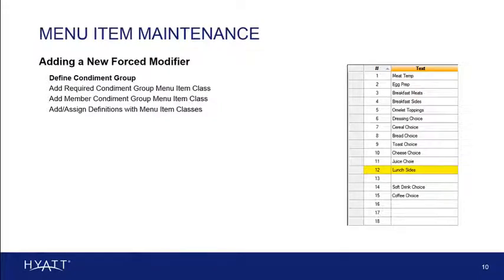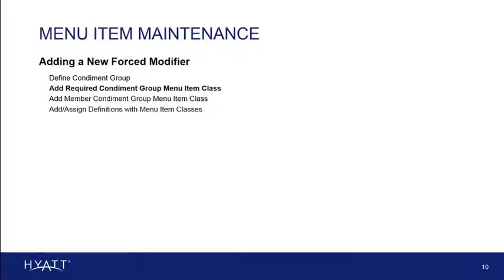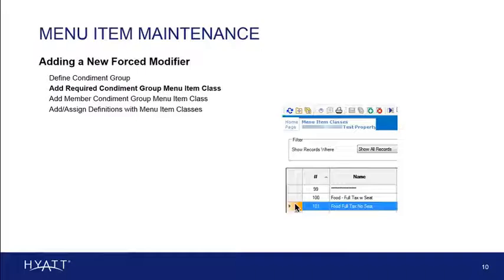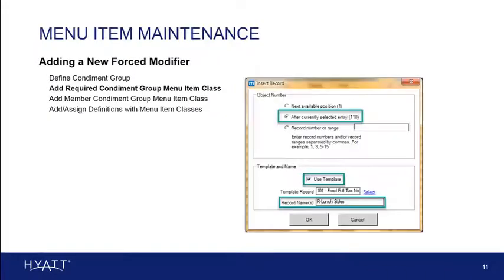Once I've saved that, when I launch the menu item class module, or refresh it if I already have it open, I'm going to first select a record that I want to use as a template in order to add a new menu item class for the required condiment group for lunch sides. In this case, I want it to be fully taxed and not prompt for a seat. So I'm going to pick that food full tax no seat as my template record. One click, then click up on the top in the insert record green plus icon, or the insert button on your keyboard. Then the pop-up insert record will come up.